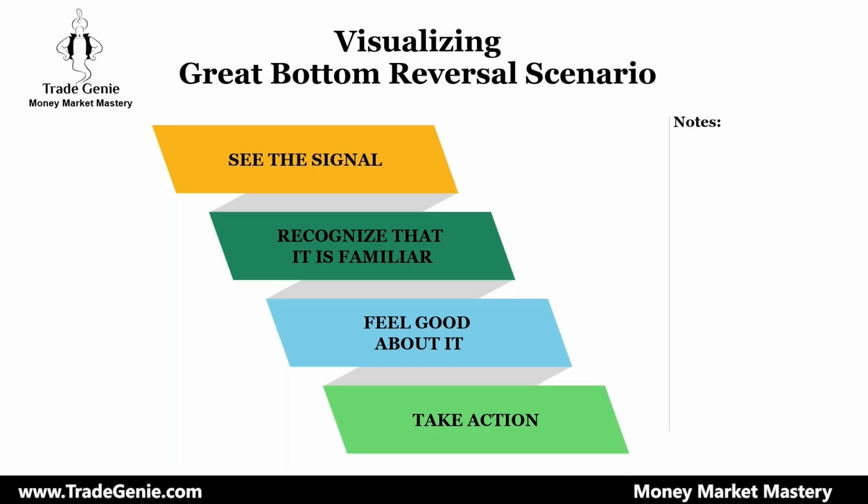Because you see the signal, you recognize it's familiar, you feel good about it, and you took action. You took bold, courageous action, but it doesn't mean you just put in 10,000 shares. I'm all in, 10,000 shares here at 30 cents, planning to sell at 50, and it goes to zero. So don't do that. Have a plan and apply the 80/20 rule. See if it works.